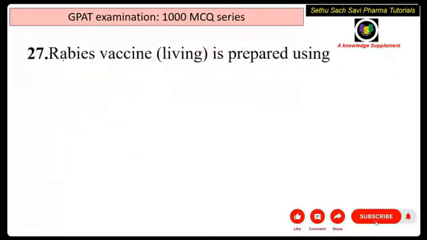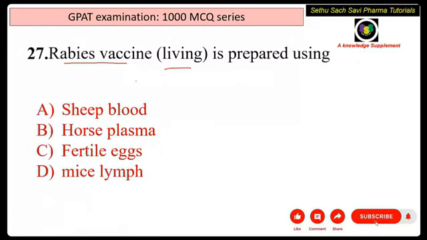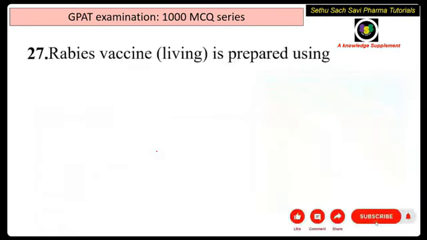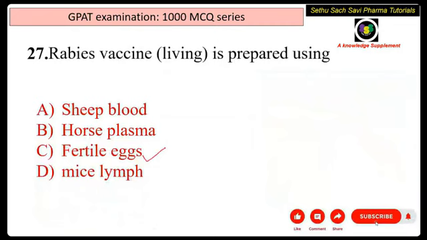Coming to the next question, rabies vaccine living. See, whenever a question comes like vaccine living, it means it is live attenuated vaccines, right? It is obtained from or prepared from sheep blood, horse plasma, fertile eggs or mice lymph. See, rabies vaccine or live attenuated rabies vaccine is prepared by using fertile eggs, right? From the fertile egg, we will do cell culture, and by using the cell culture, we will make this particular vaccine. So what will be the answer? The answer will be fertile eggs.